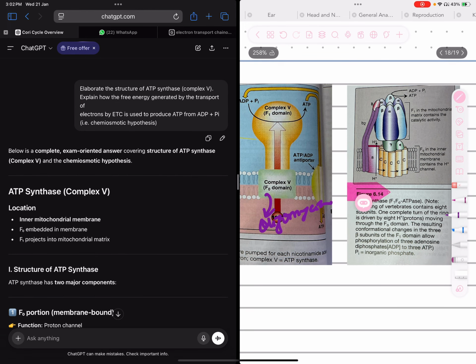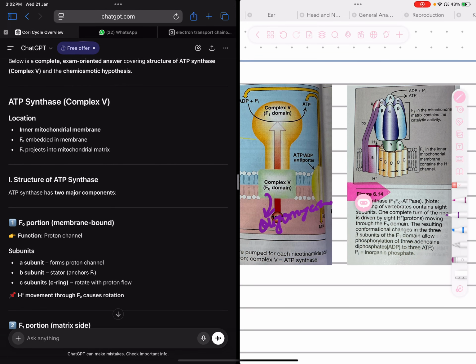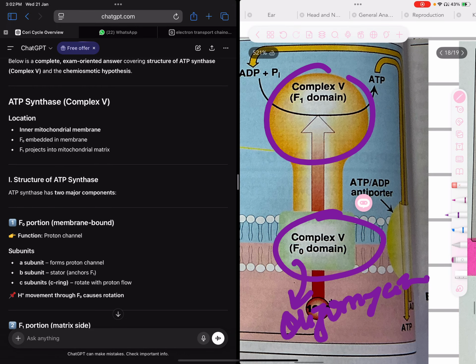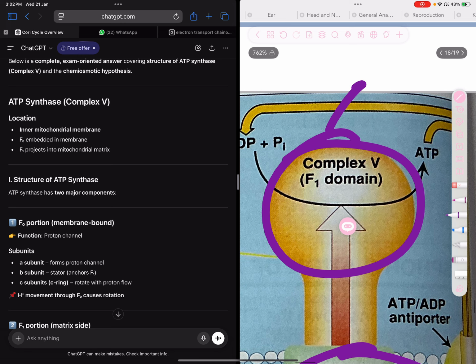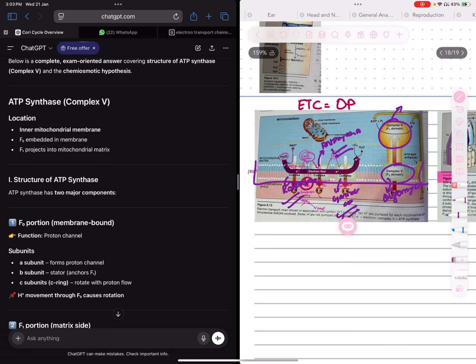Hi everyone, so we are doing the structure of ATP synthase. For that, you need to understand that it has two domains. One is the F0 domain and one is the F1 domain. The F1 domain is an extramembranous domain. That means it lies outside the membrane. This is your inner mitochondrial membrane.